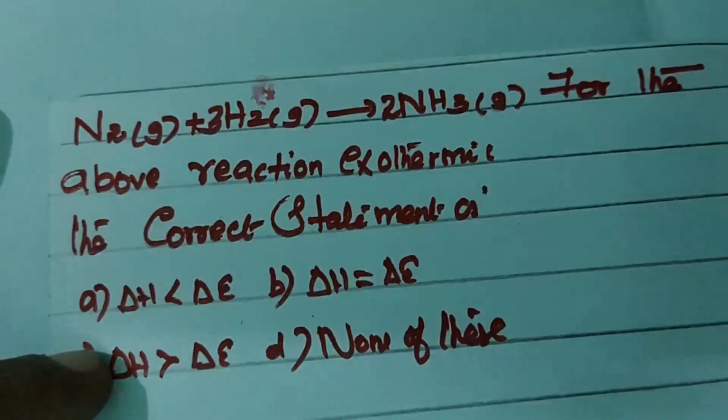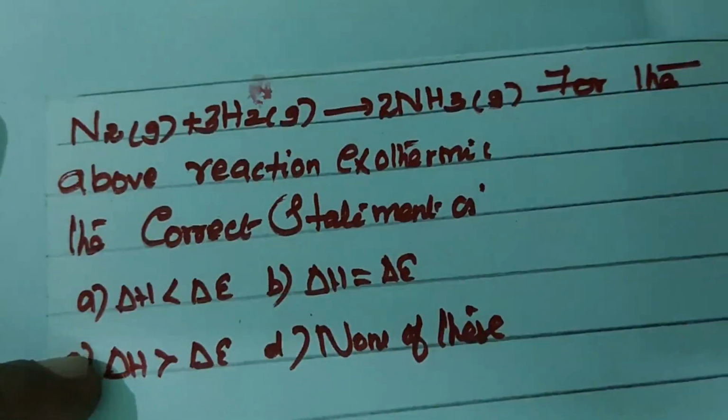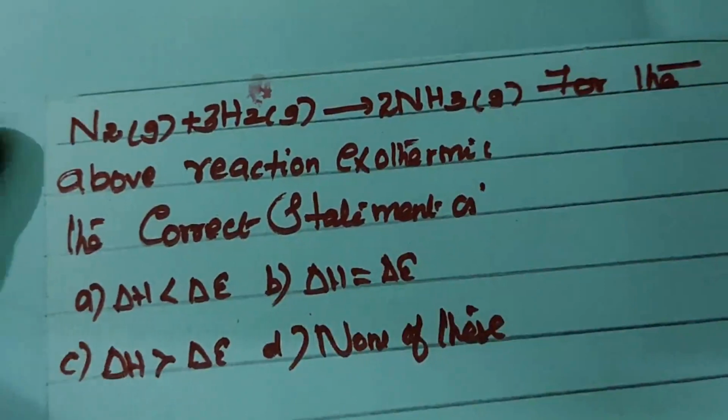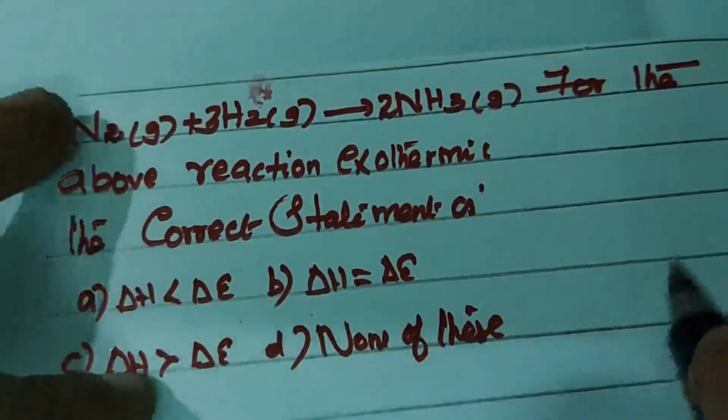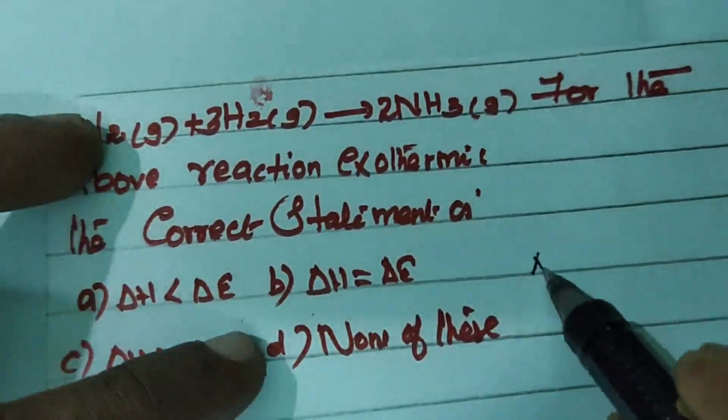The next question: N2 plus H2 gives NH3, the formation of ammonia by Haber's process. The above reaction is exothermic. The correct statement is: A, delta H less than delta E; B, delta H equal to delta E; C, delta H greater than delta E; D, none of these. So we know the formula. What is the formula?